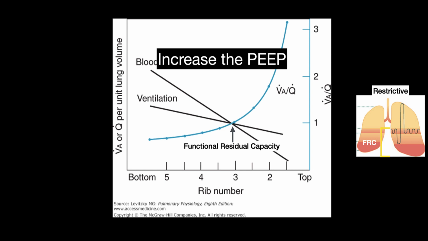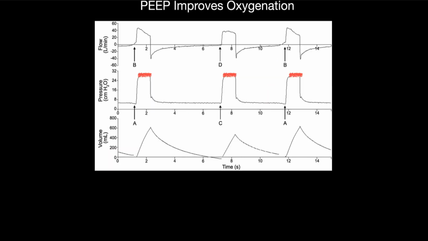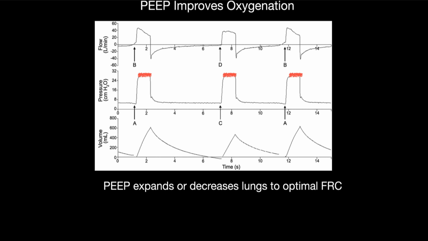What about obstructive lung disease? How does it work there if the lungs are already overexpanded? Well, the PEEP actually stents the lungs open and allows for more air to expire, and your functional residual capacity goes smaller, back to an optimal spot. So PEEP works to improve oxygenation by expanding or decreasing the lungs to optimal functional residual capacity.